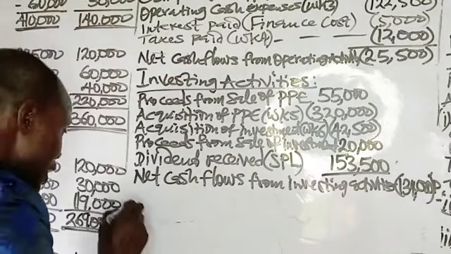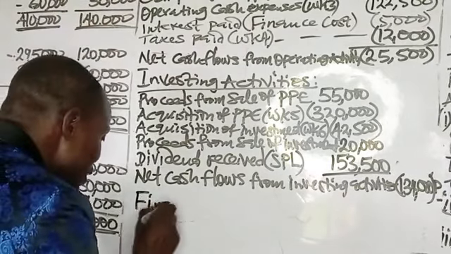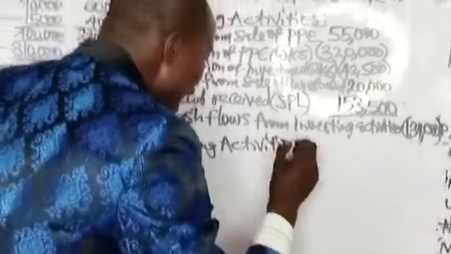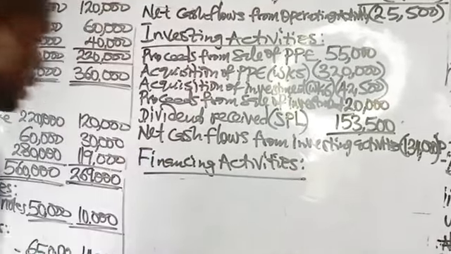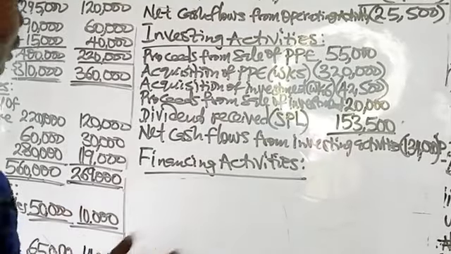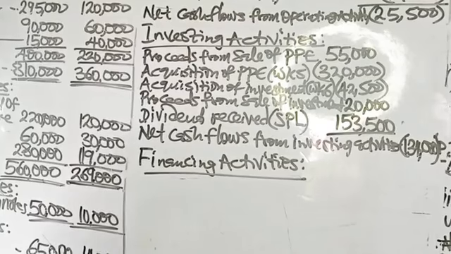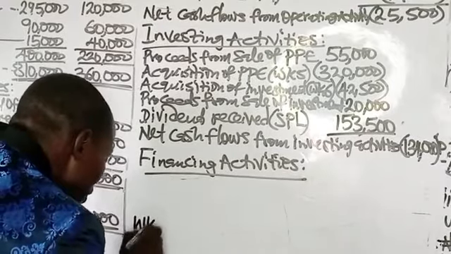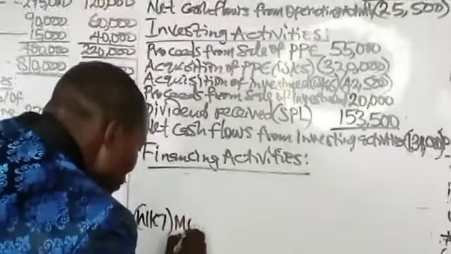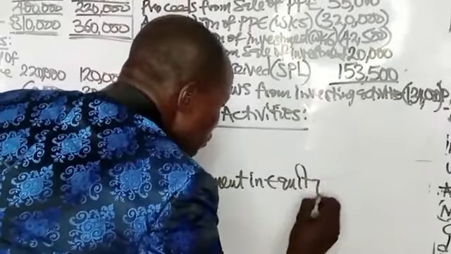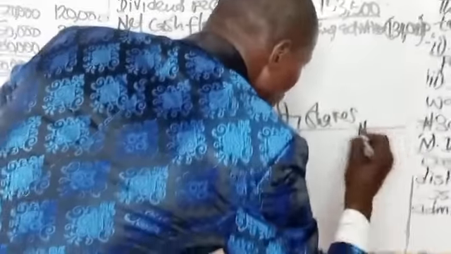After investing activity, the next heading is financing activities. Financing activities. I've told you that these are activities that result in changes in equity and borrowings. I've told you that whenever you get to this section of the statement of cash flows, you check the movement in equity. Now, let me have working number 7. Movement in equity shares.